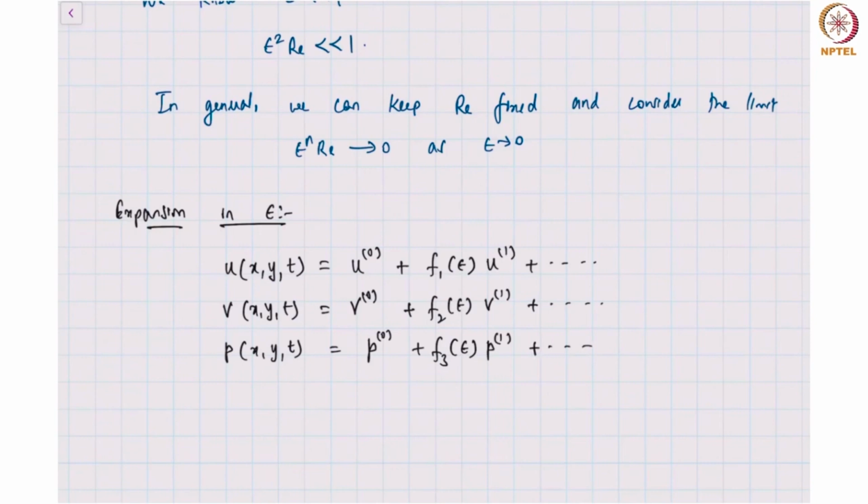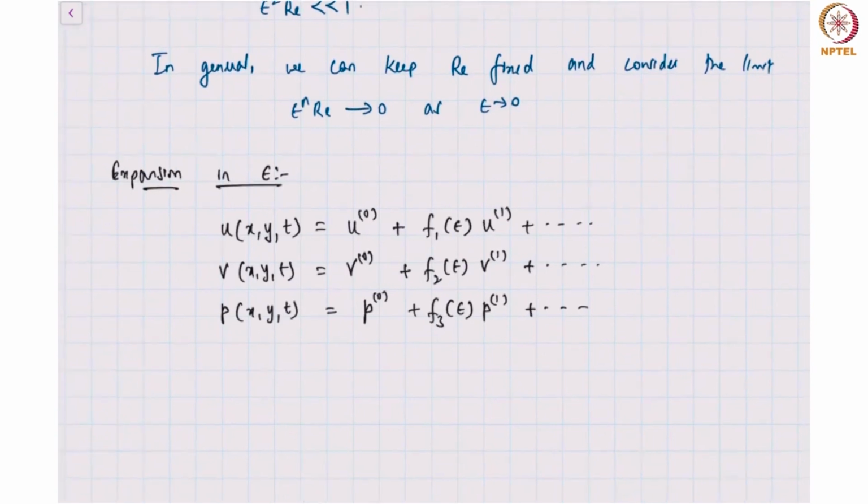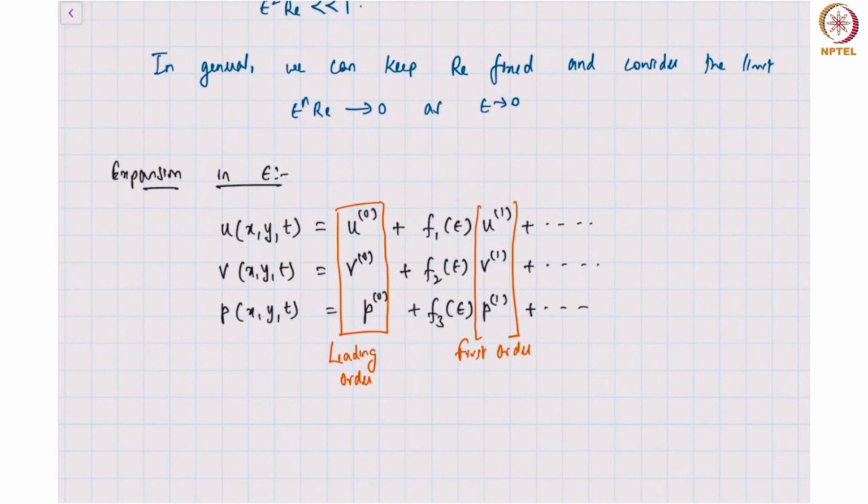Notice that the coefficient of the first term on the right hand side, that is u naught, v naught, and p naught, the coefficients are all unity. That is because these terms have to satisfy the boundary conditions. So these are referred to as leading order terms, and subsequently these are referred to as first order. Sometimes the leading order terms are also called zeroth order. Okay.